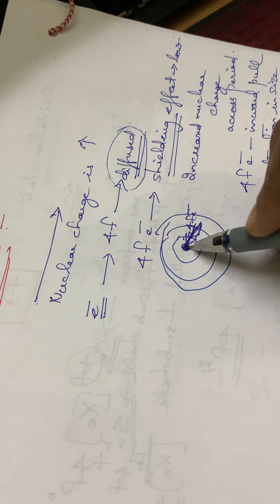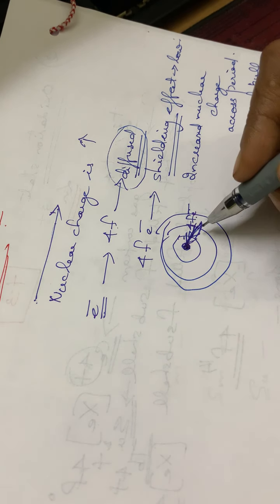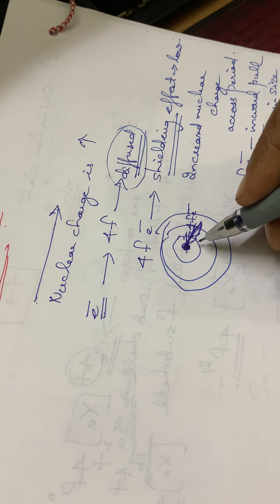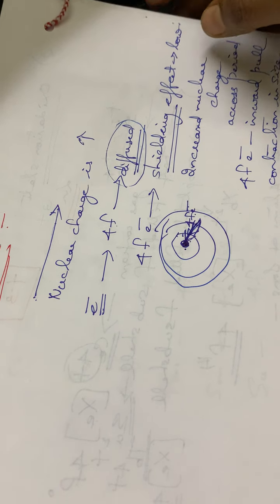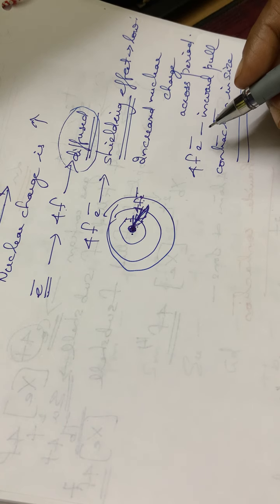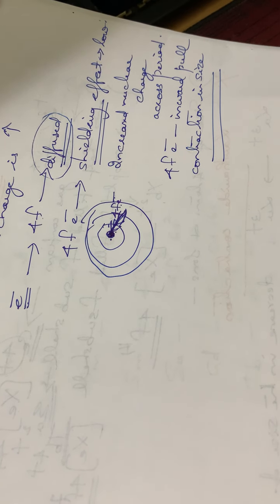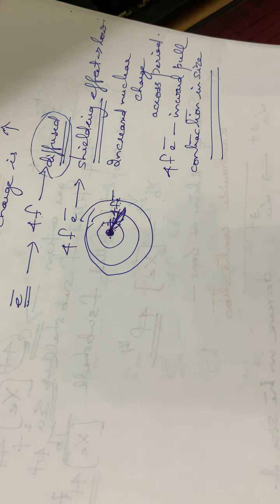That means the increased nuclear charge will be forcing the outermost electrons towards the nucleus, or an inward pull is experienced by the 4f electrons. As a result, there will be a contraction in size. As a result of this contraction, we call it lanthanide contraction. Okay, so this is a very important question. You have to study these three. Very, very important. I am repeating it again because it is so important.